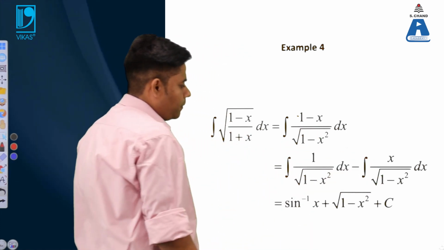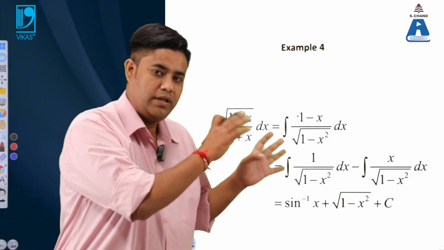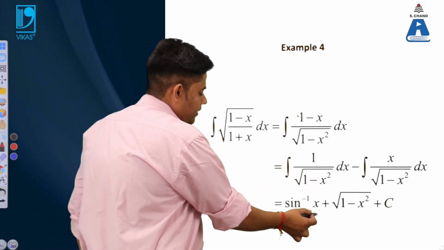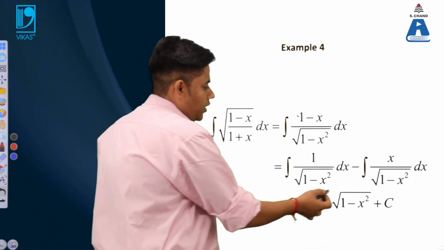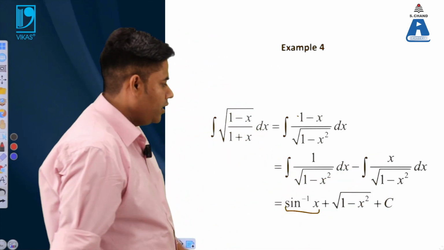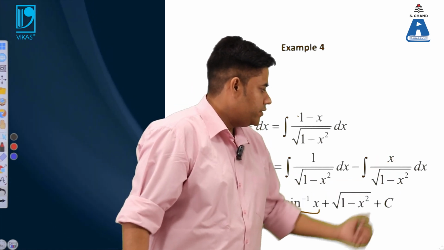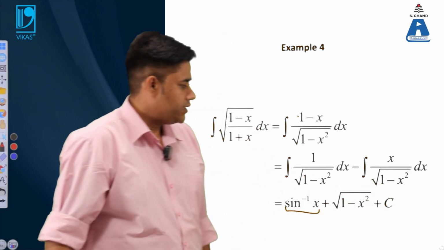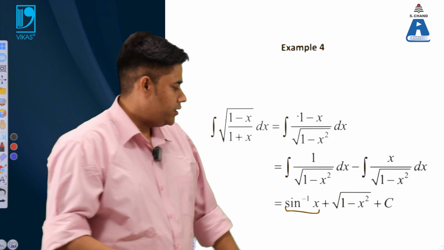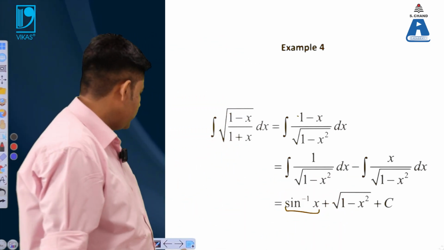Now we have the particular solution that I have already told you during the formulas sessions. We have 1 over root 1 minus x square as sine inverse x, which has a formula. And x over root 1 minus x square can be solved with the help of the substitution method, in which you can easily see that the derivative of 1 minus x square is related to x. So we substitute 1 minus x square as t, so 2x dx would be dt, and after solving we get this particular result with c. So this is the case.